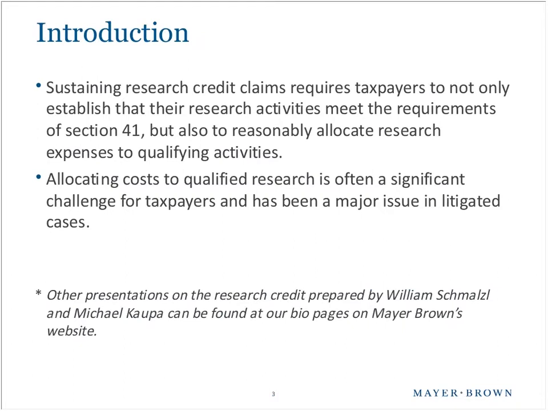Now, actually obtaining the credit requires really a 2-part process. First, you have to establish that the activity that you're talking about meets the 4 tests that I just described. However, there is also a second aspect to obtaining the credit, which is being able to allocate expenses to those particular qualifying activities.